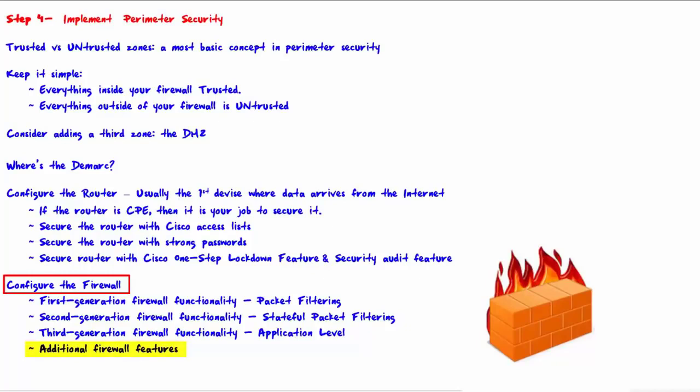And lastly, we look at additional firewall features. In addition to the above first, second, and third generation firewall functionality, many firewalls include other security features such as VPN capabilities, content filtering, which allows you to block end users on your LAN from accessing certain websites, gateway antivirus, intrusion prevention, anti-spyware, and logging and alerts.